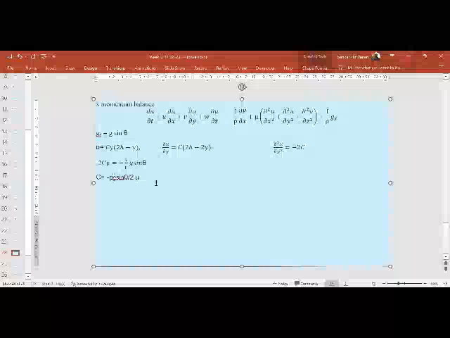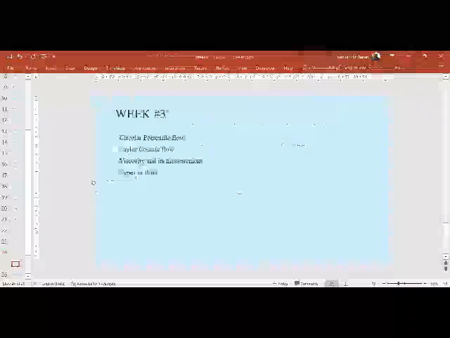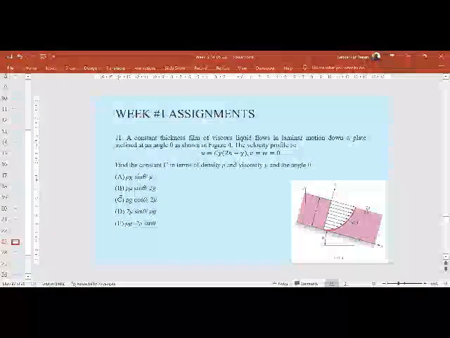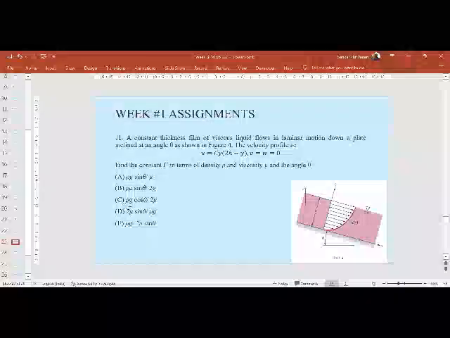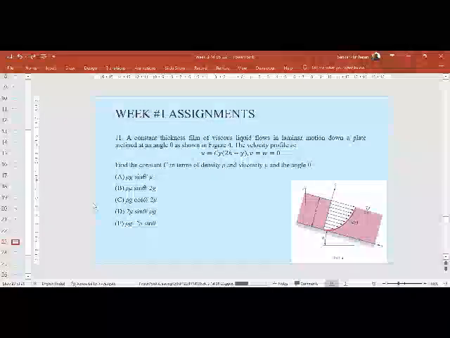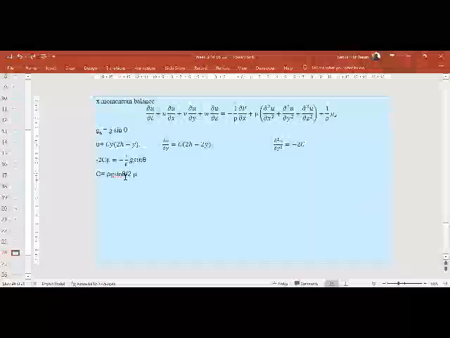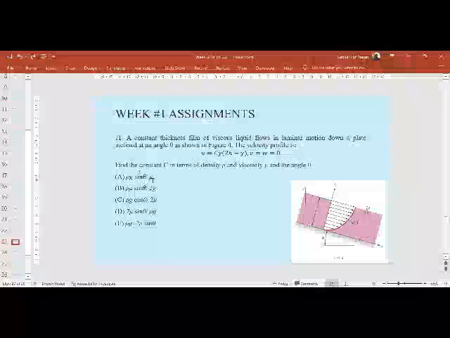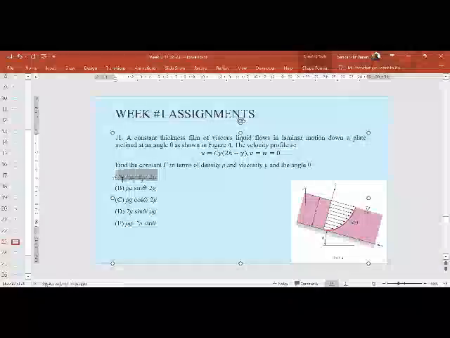Rho, this negative sign on both sides will cancel away, so it will be rho g sine theta by 2 mu. One second, let me just see. Yeah, it will be rho g sine theta by 2 mu.